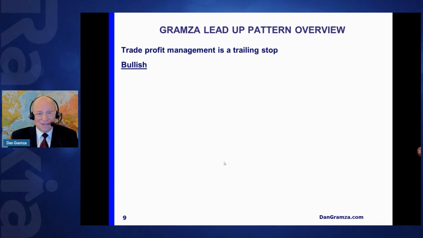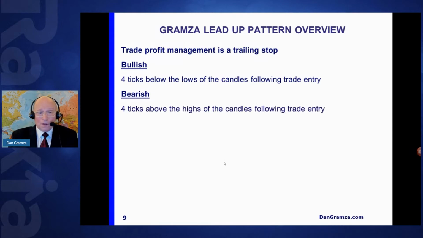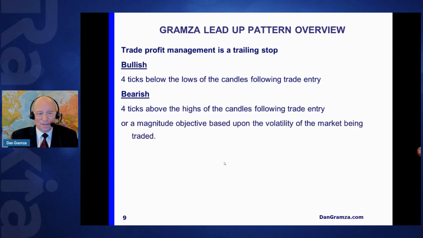Profit management, that's a trailing stop. Bullish, we're going to have 4 ticks below the lows of the candles following trade entry. Bearish, 4 ticks above the highs of the candles following trade entry. Or it could be a magnitude objective based on the volatility of the market being traded. So an example, you buy the market at 50. Your objective is 54. Let's say you buy 2 contracts. Let's do it that way.